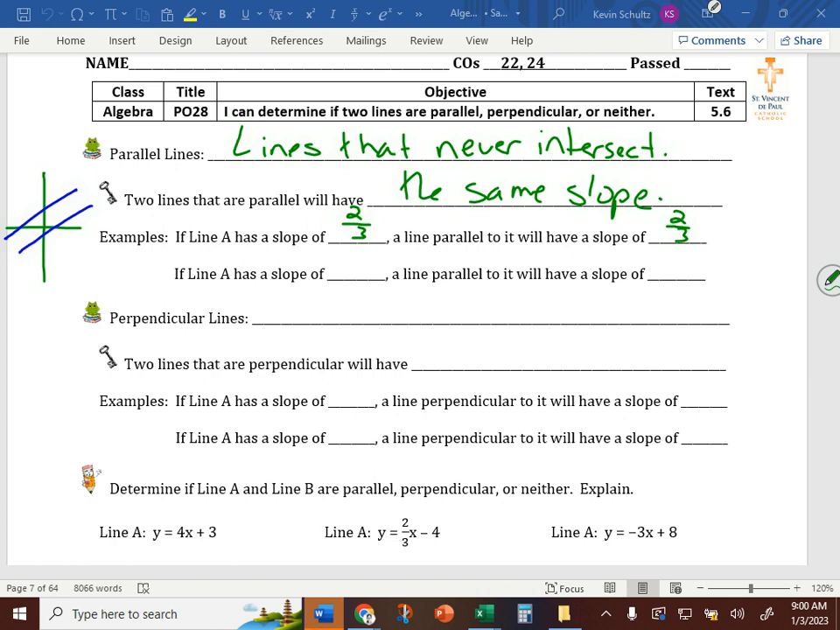Right? If line A has a slope of -9, a line that's parallel to it will have a slope of -9.